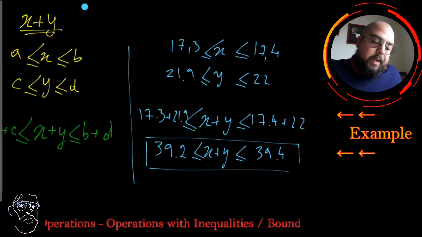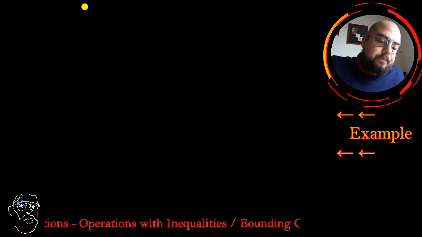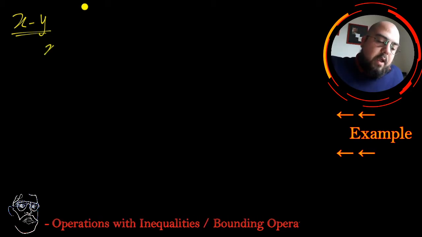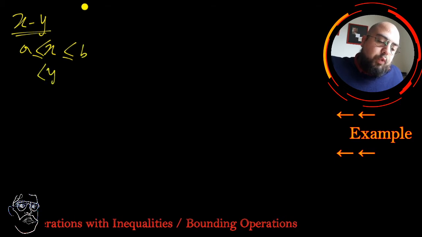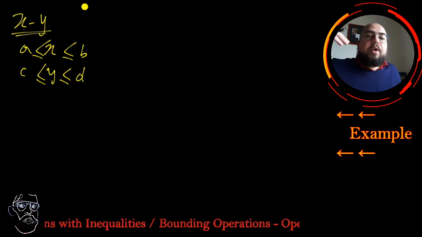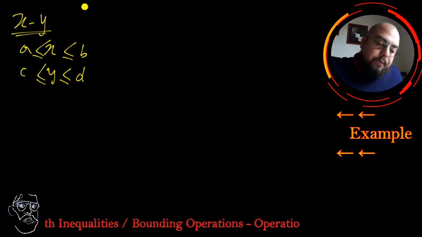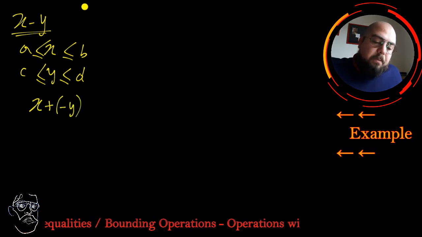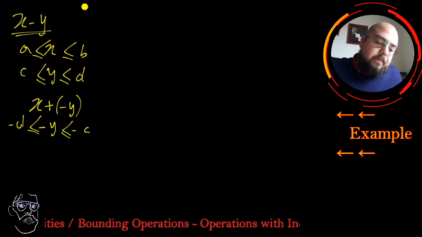What about the subtraction? So the second case will be subtraction, x minus y. In order to do the subtraction, let's say again we have x between a and b and y between c and d. In this case you cannot subtract a minus c. No, you need to find out the addition of x plus minus y. So you need to find out minus y. Minus y will be between minus d and minus c.